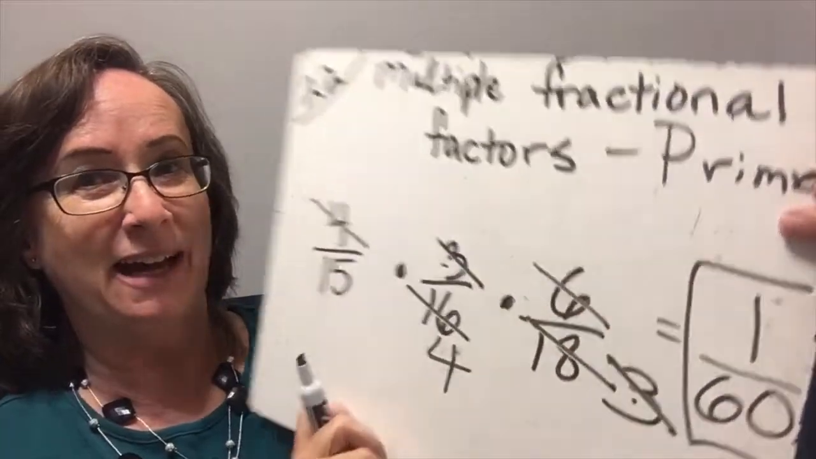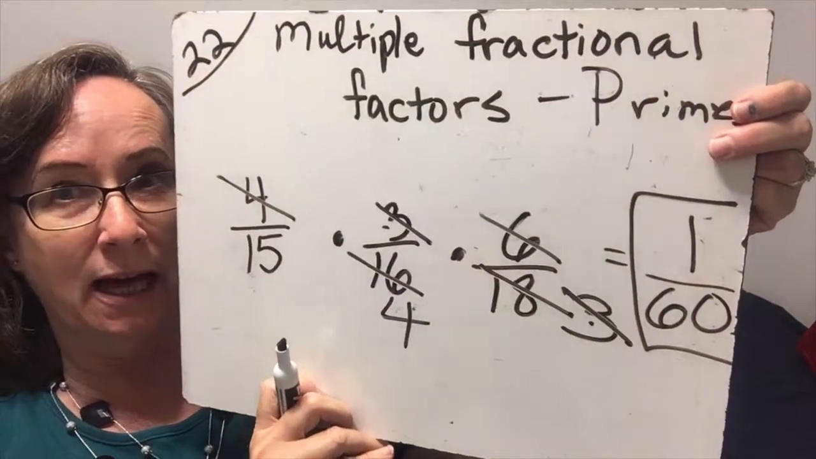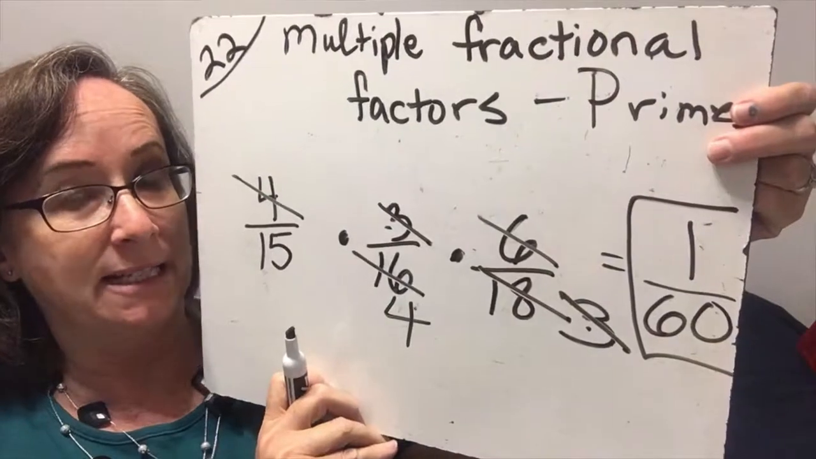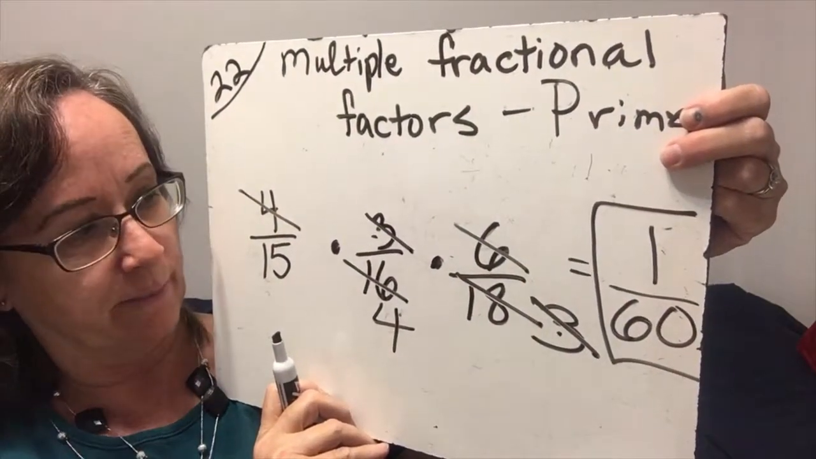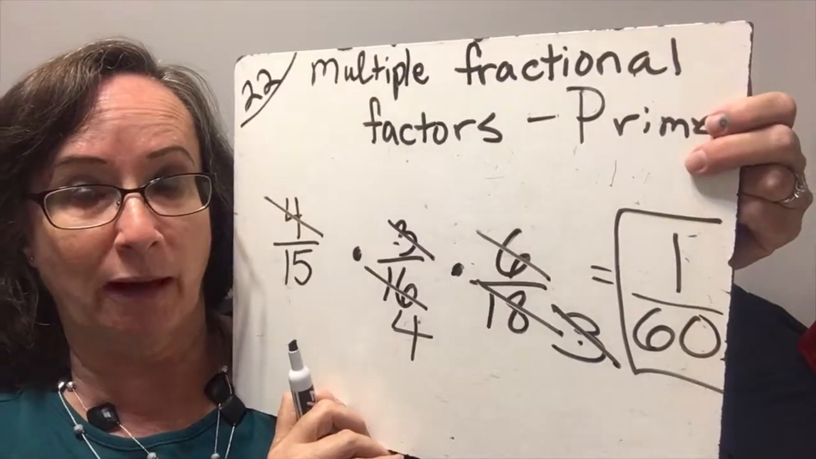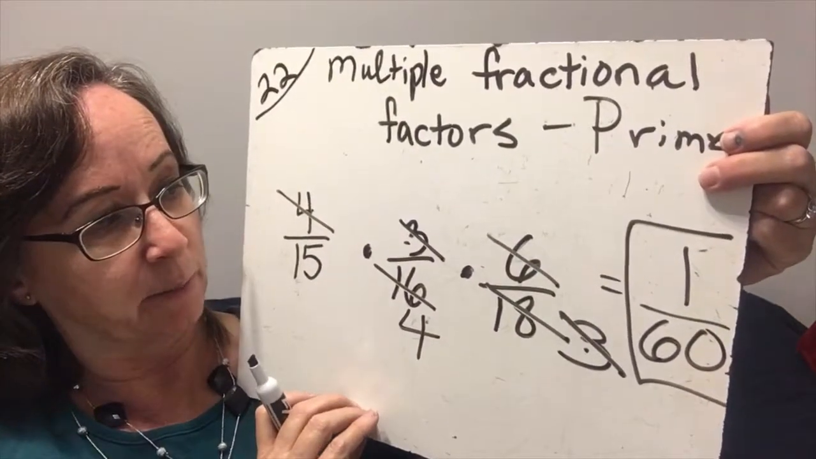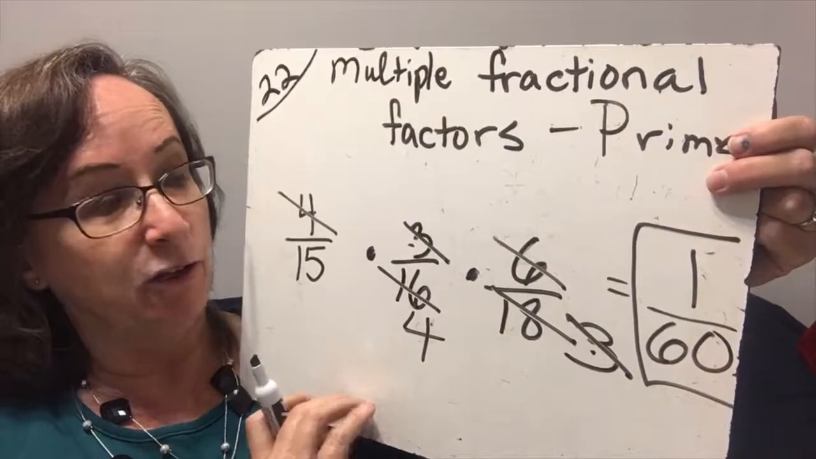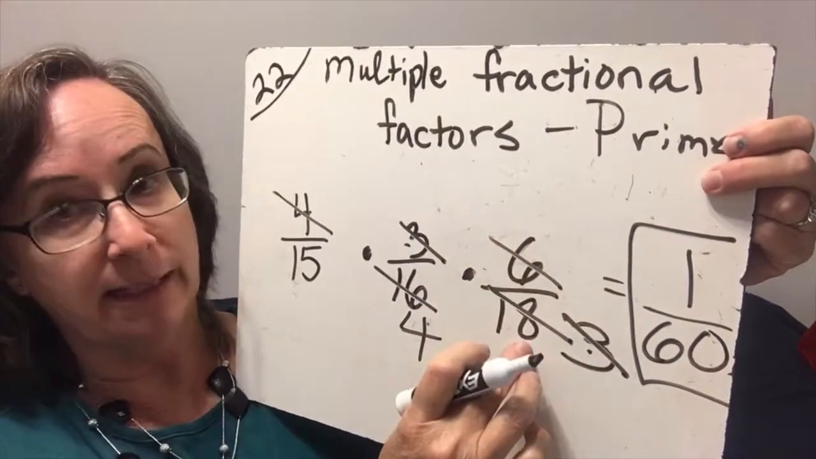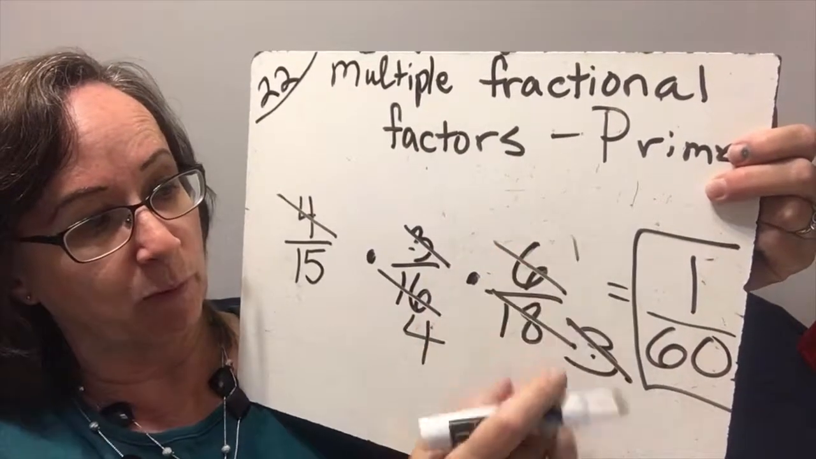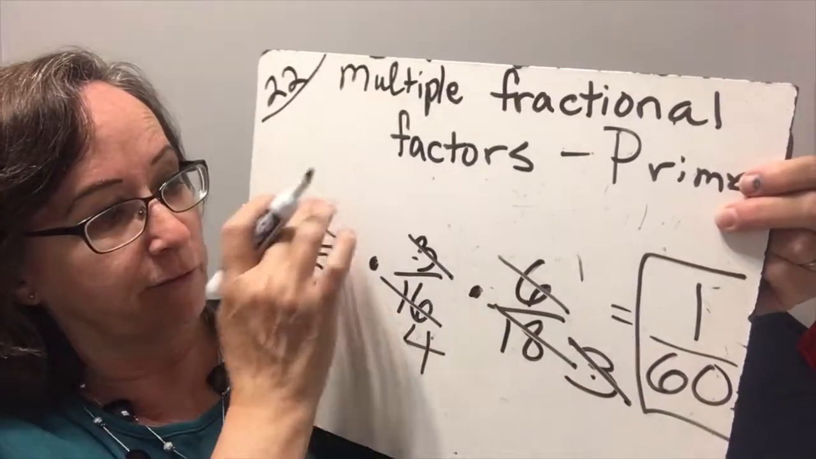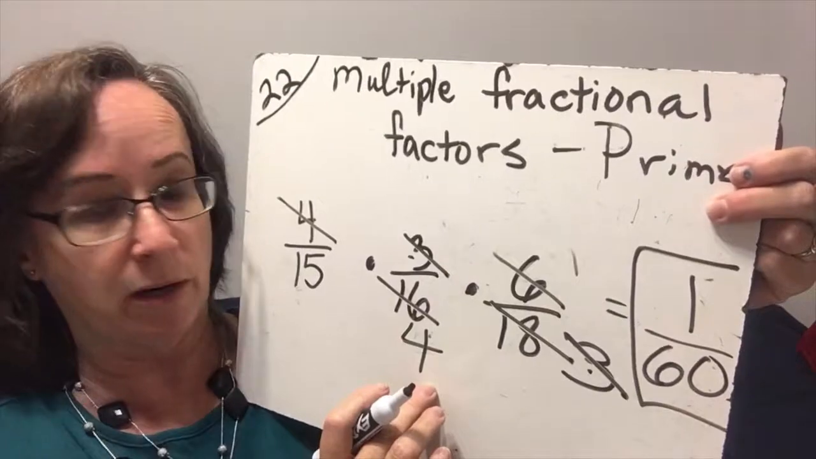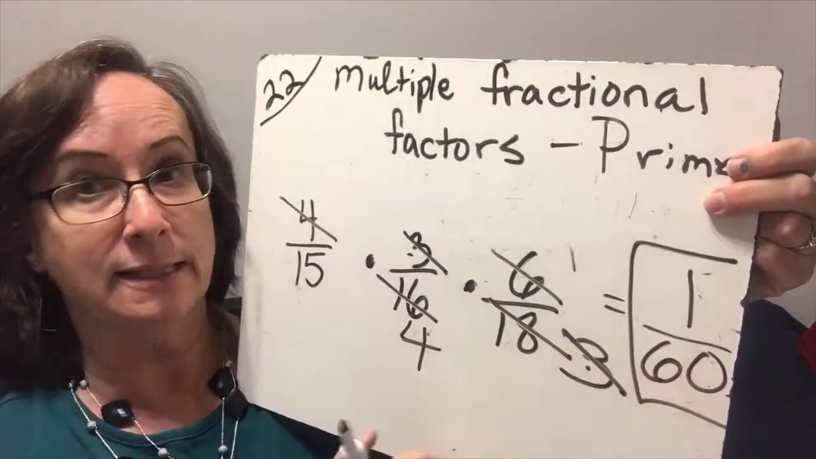I never had to factor into products of primes because just by canceling what I knew, I was able to get there much faster. Okay, now if I needed to, I would factor into the product of primes. But I knew that 6 goes into 18 3 times, so that became a 1 and a 3. And I knew the 3 and the 3 would cancel, and then I knew the 4 and the 16 would cancel with a 4, and 4 times 15 is 60.